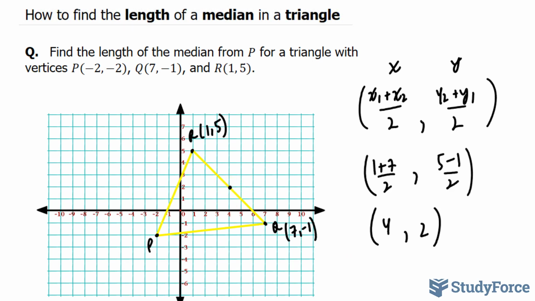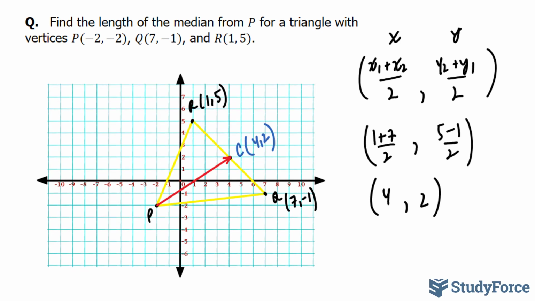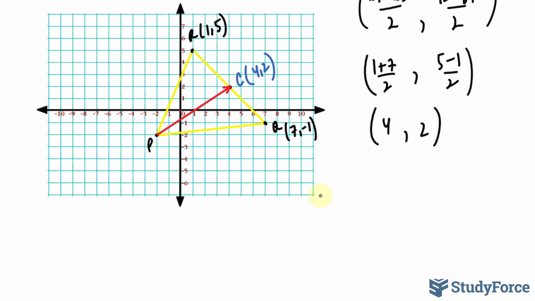Therefore, our median will be from point P to this point, which I'll call C. And it has the coordinates 4 and 2. Now that I've illustrated the median in red, we can now go ahead and find its length. To find its length, we'll use the distance formula, and the distance formula looks like this. Also, you might have heard of it as being called the length of a line segment formula.